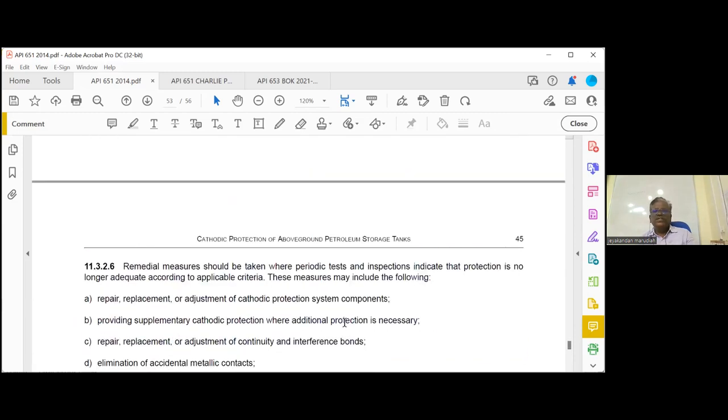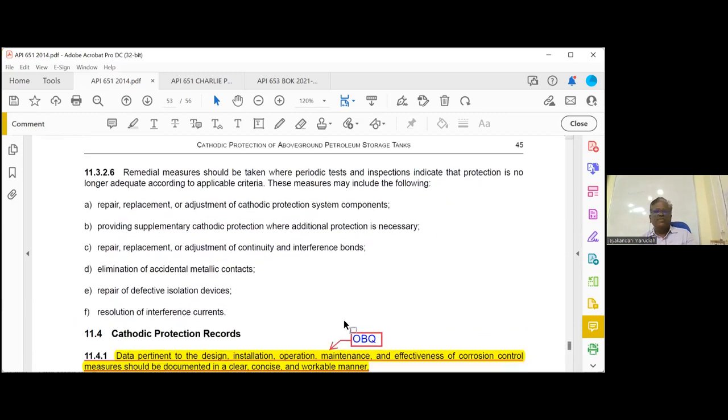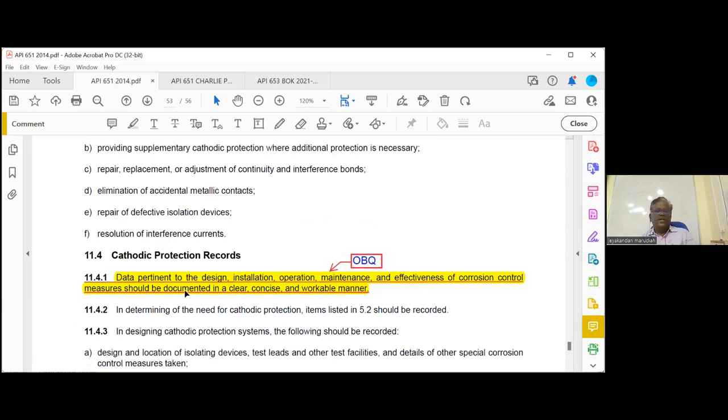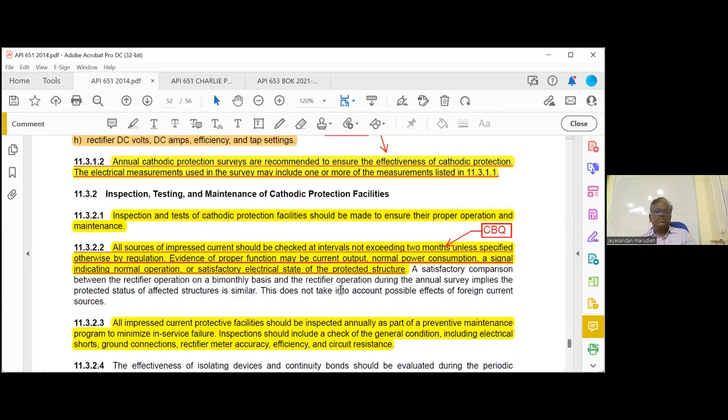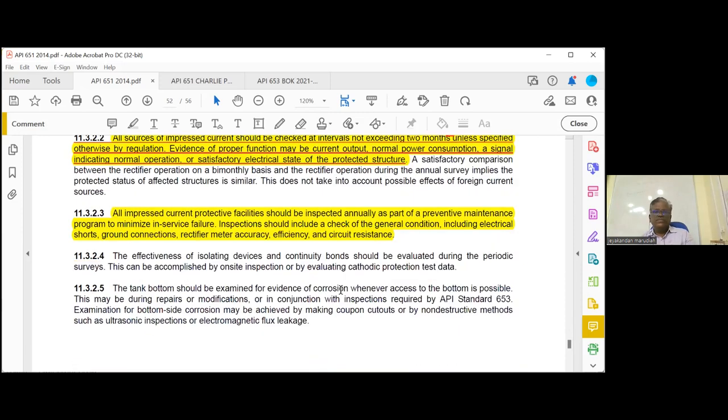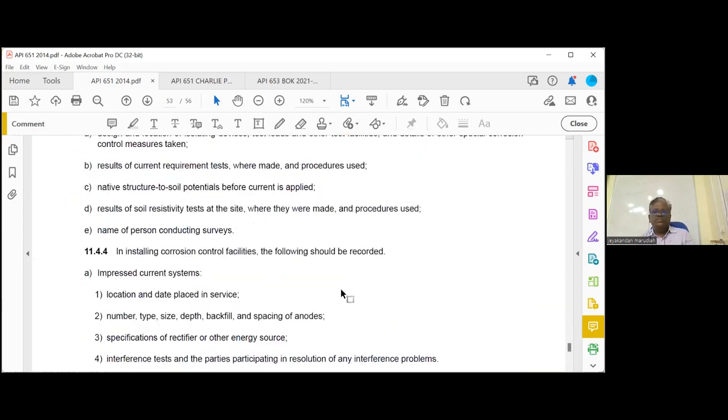The next page, cathodic protection records, page number 45. Data pertinent to the design, installation, operation, maintenance, and effectiveness of corrosion control measures should be documented in a clear, concise, and workable manner. That is an open book question. The record should be in a clear, concise, and workable manner. That line: clear, concise, and workable. Okay, this is an open book question.